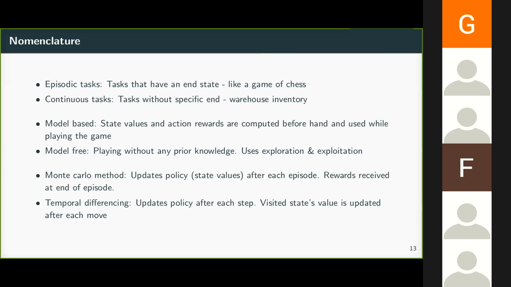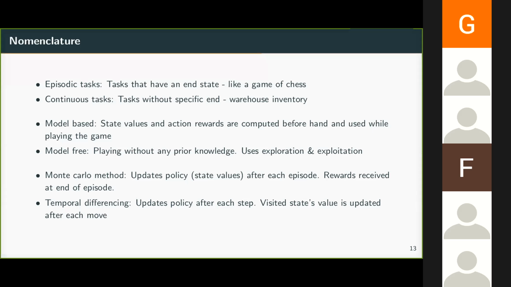Then there is another distinction between how we update the state values. So if you saw the two matrices earlier, we either update the state action reward matrix or we update the state value matrix. Now, when do we update the matrix is the distinction between what you see now, Monte Carlo versus temporal differencing. Monte Carlo is you update the state values after each episode. You play the game fully.